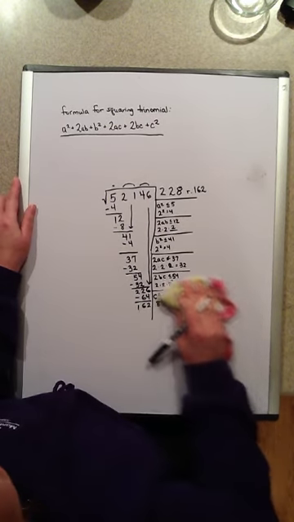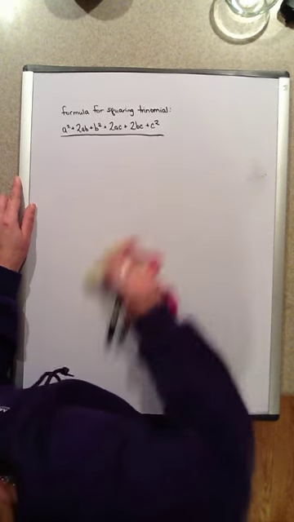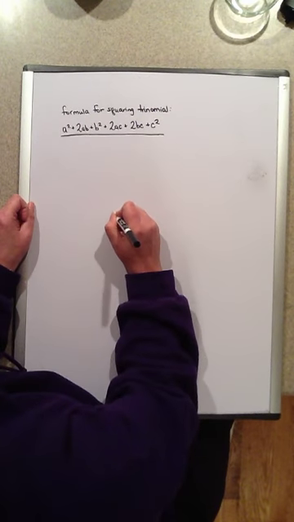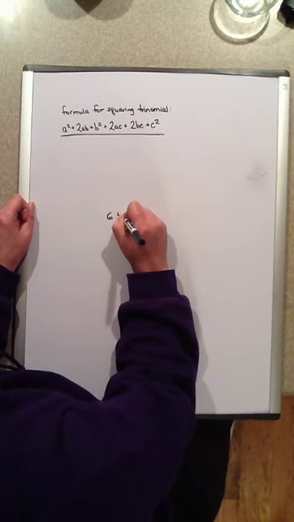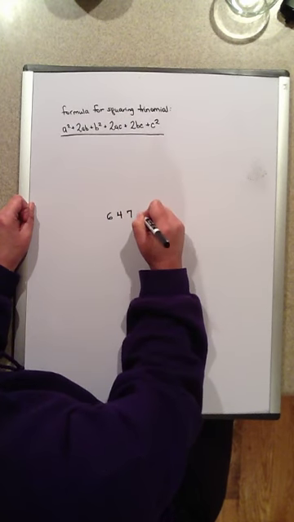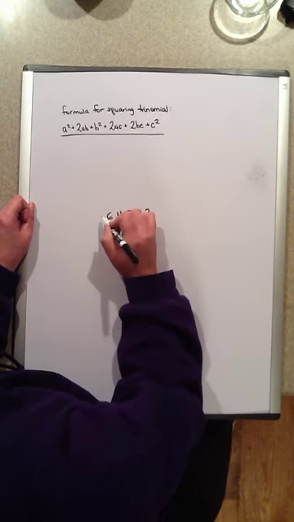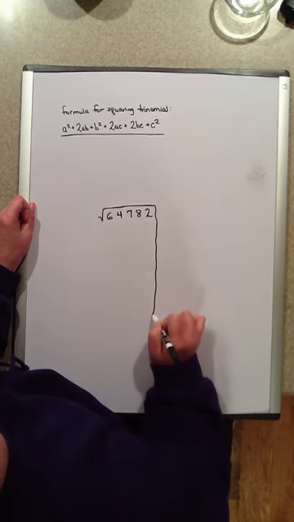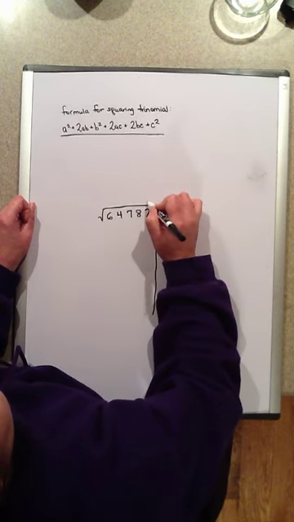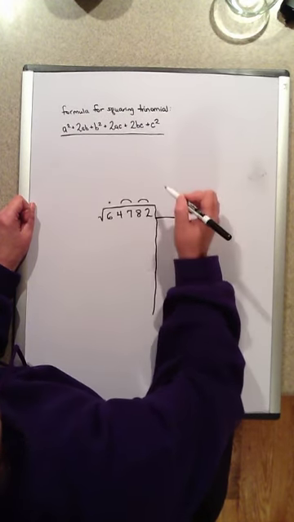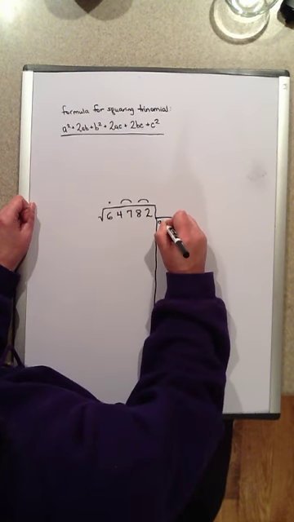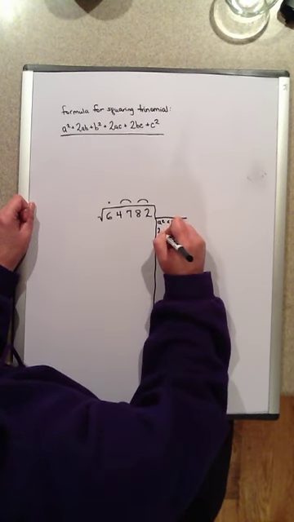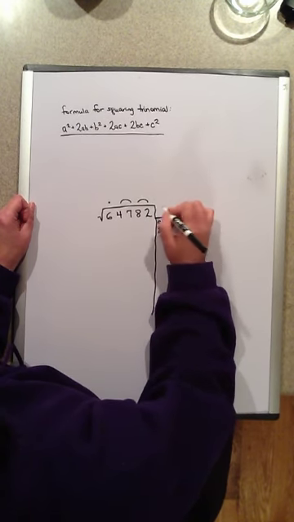All right, last one. It's the square root of 64,782. Once again, we're going to have 3 digits. We start with our a squared. Has to be less than or equal to 6. Let's do 2 again. 2 squared is 4.